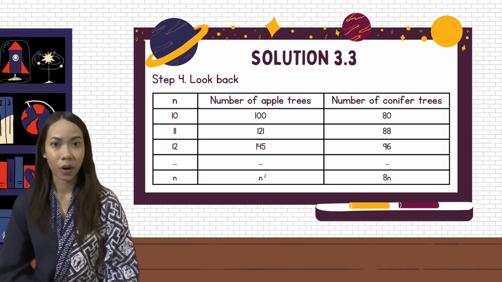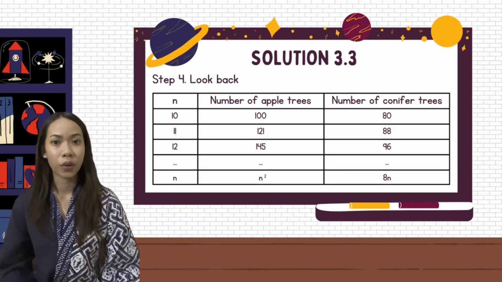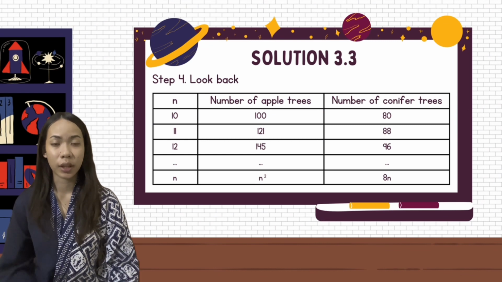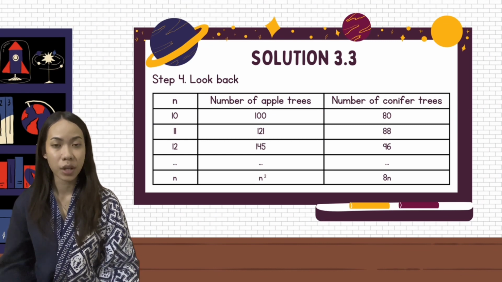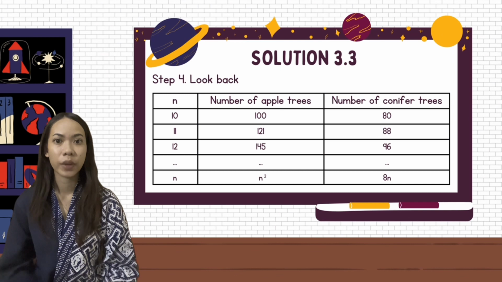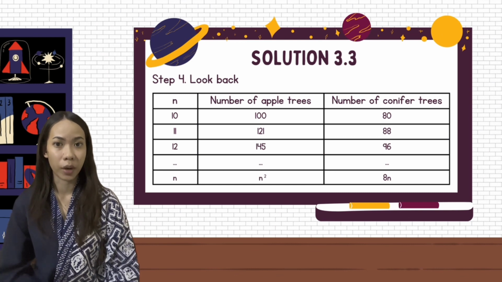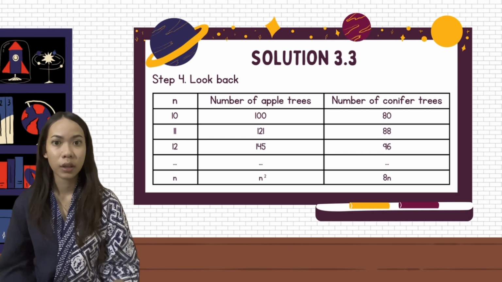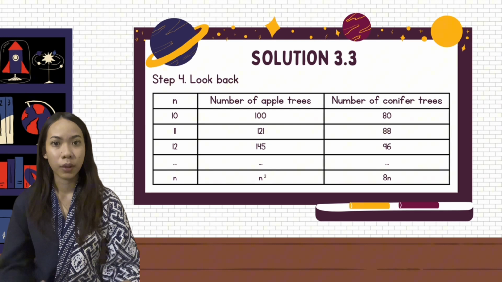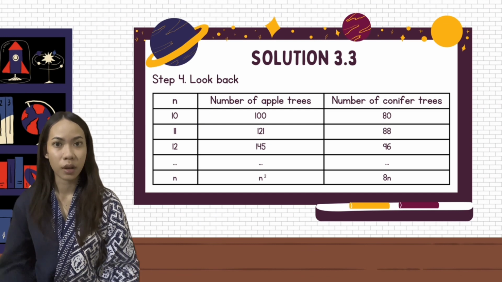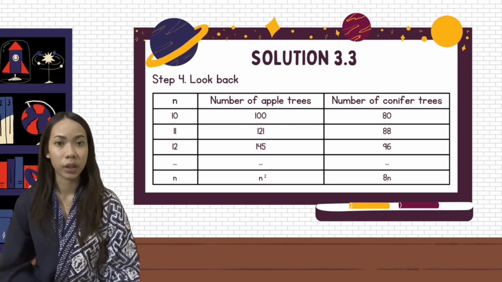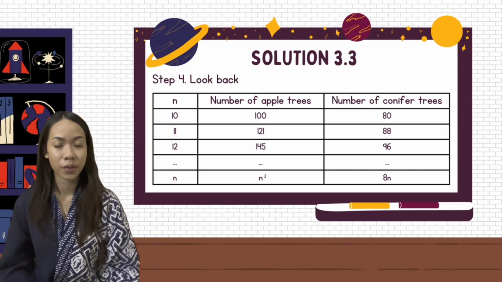Next, step 4. Look back. We can pick another n and calculate the number of apple trees and conifer trees, and then compare the numbers. For example, calculate n equal to 11, 12, and so on, and we get the same answer. The number of apple trees will increase more quickly than the number of conifer trees.